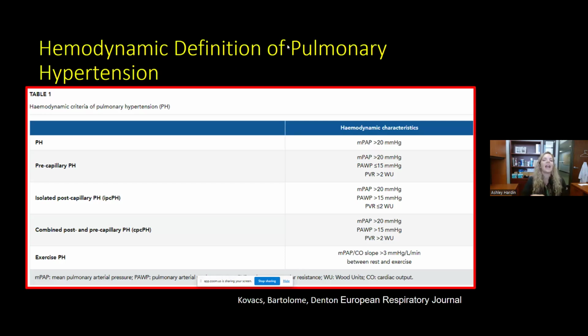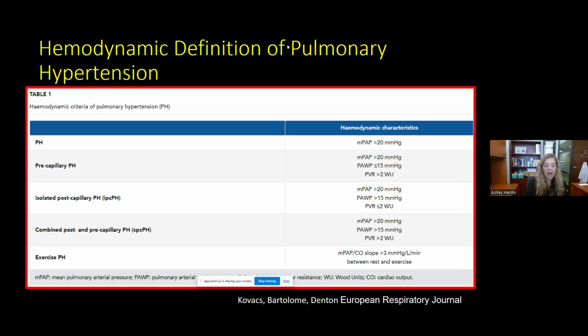So remember, PH is just an umbrella term. Your mean PA pressure is greater than 20. If you have pre-capillary pulmonary hypertension, basically pulmonary arterial hypertension, you have a mean PA pressure that's greater than 20, but your wedge pressure is less than or equal to 15. And your PVR, the cutoff actually has been reduced from 3 to 2. So your PVR needs to be higher than 2.